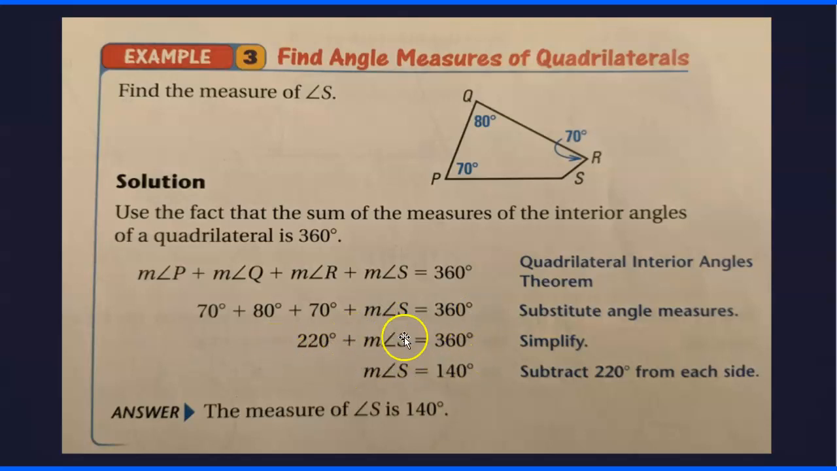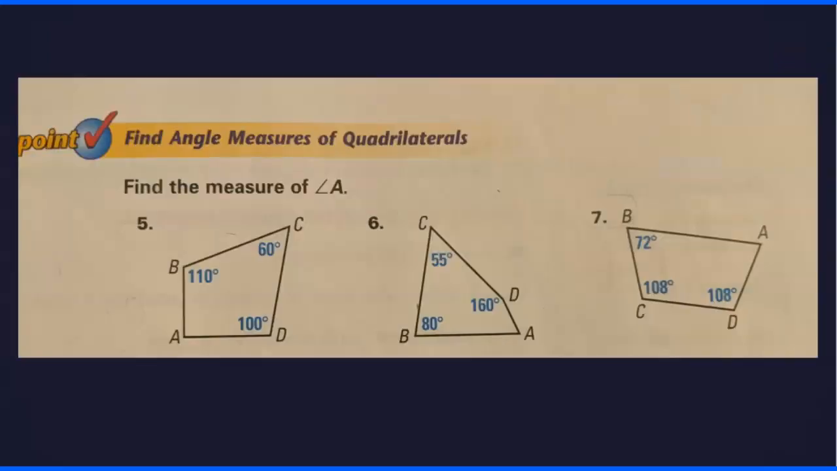We subtract 220, subtract 220. Wow, this looks familiar, like algebra or something. And we're left with the measure of S is 140, and that makes sense. It looks like a rather obtuse angle, and so that makes sense. So you should be able to then look at these and figure out the measures.